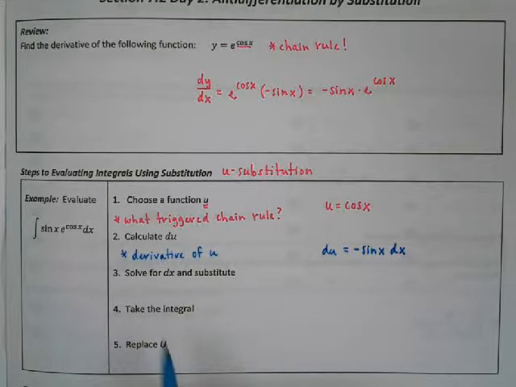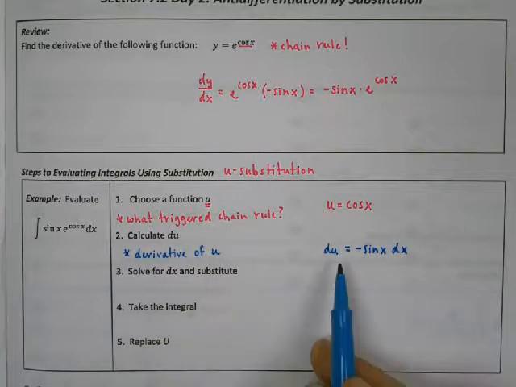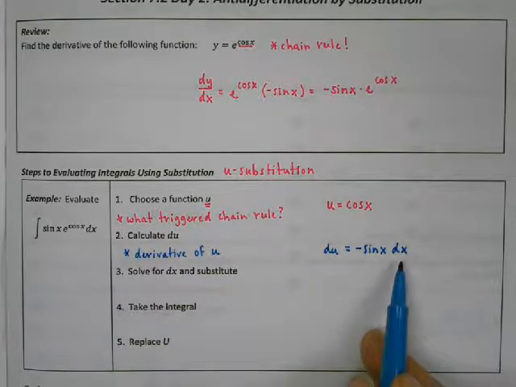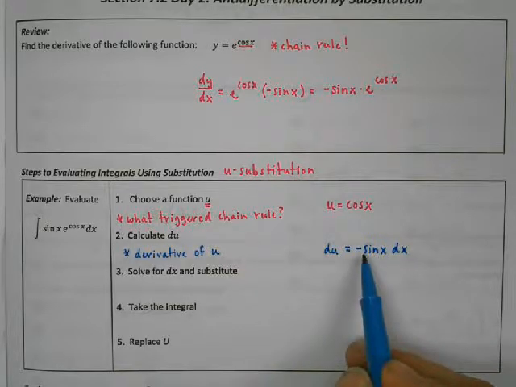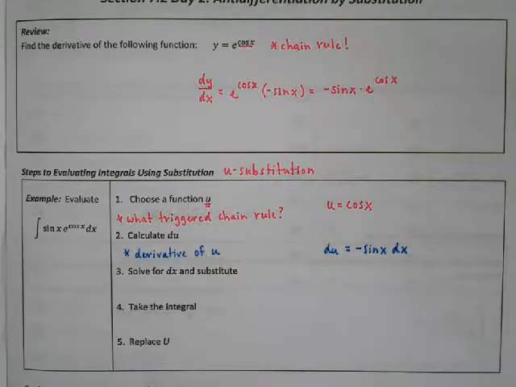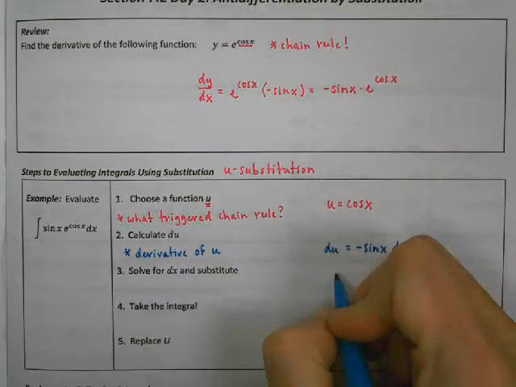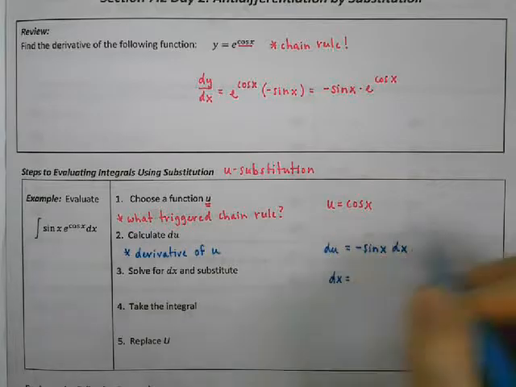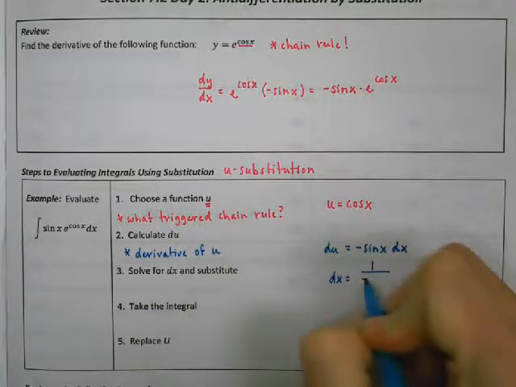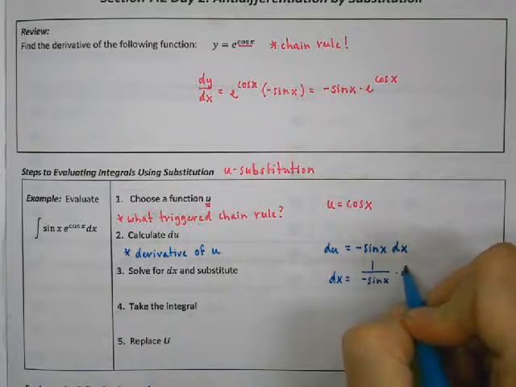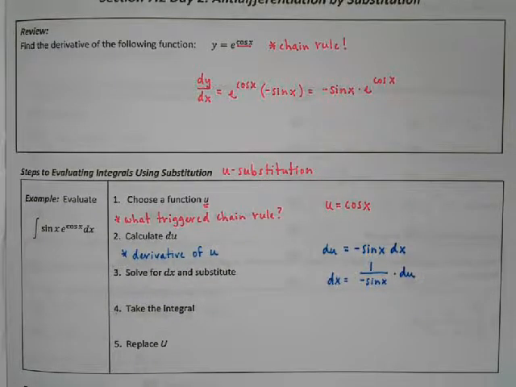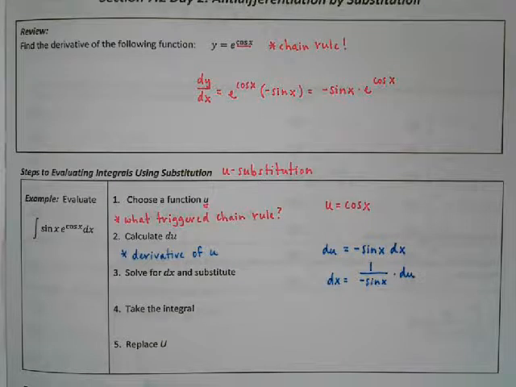Now, the next step we need is to solve for dx. So we're going to go back to step 2, and we're going to get dx by itself. We're going to isolate dx. So in this case, if I want to do that, I know I need to multiply both sides by 1 over the negative sine of x. So I know that dx is going to be 1 over negative sine of x times du. So now I've solved for dx.